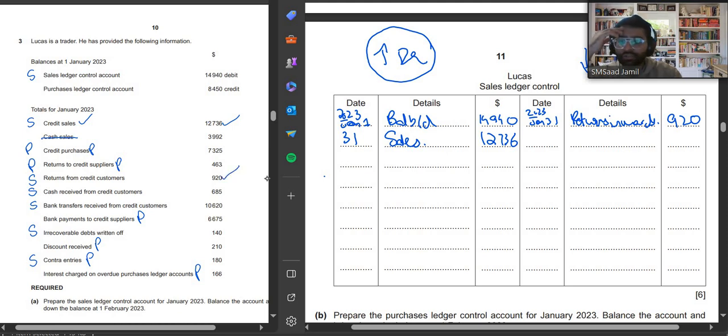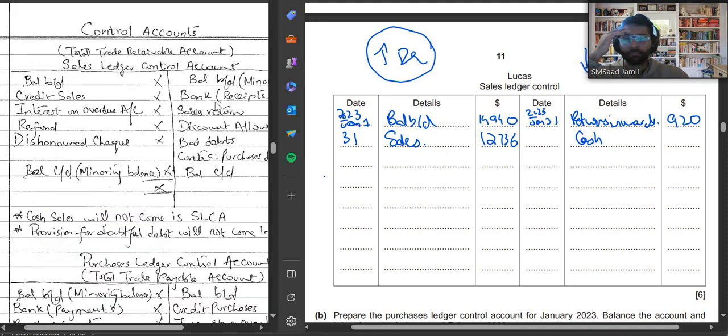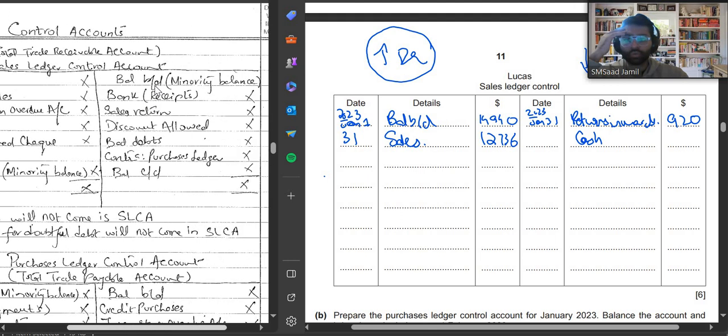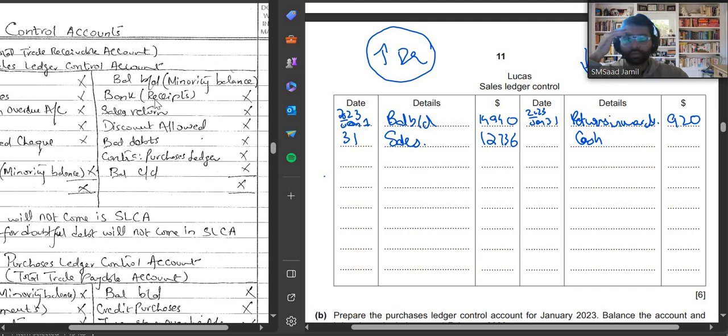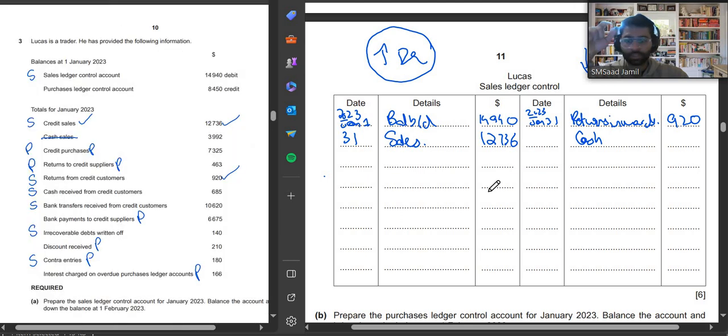Then it says cash received from credit customers. Look, if our customers, our trade receivables, have given us cash, do they still owe us money? They don't, which means our asset has decreased. Because it has decreased, we will write it over here. I'll also show you the formula. Bank or cash receipts, it's already shown over here. Sales returns, return inwards, you have to write on the credit side. If you are not following me, just comment below. I'll send you a formula sheet. It's so easy, just memorize it. So 685.